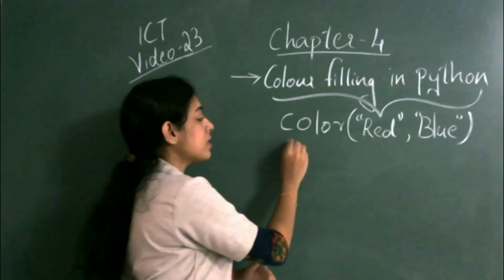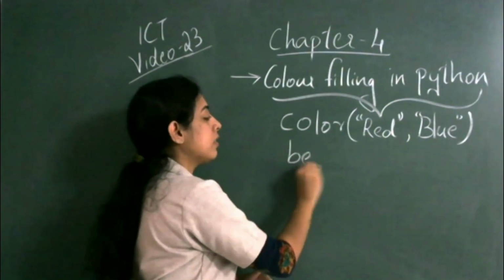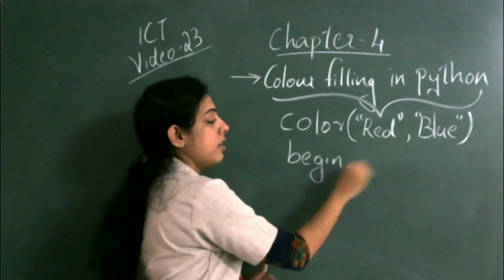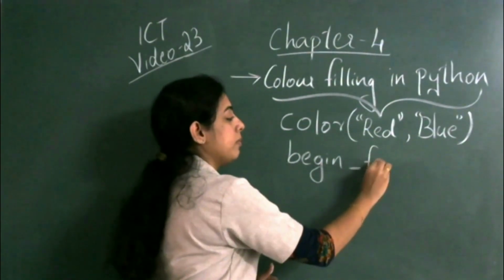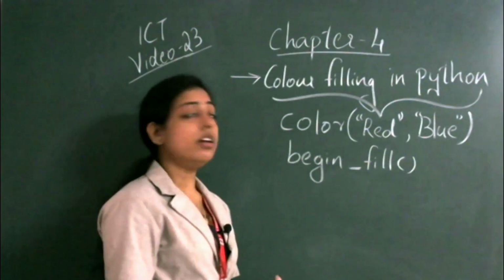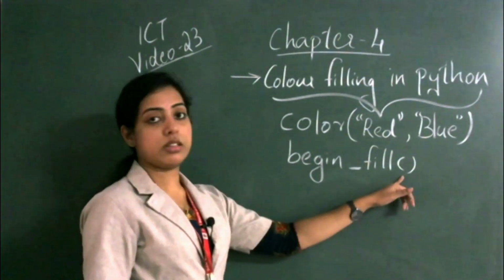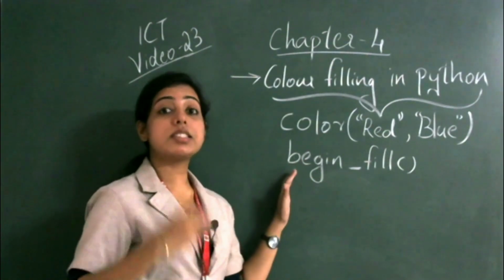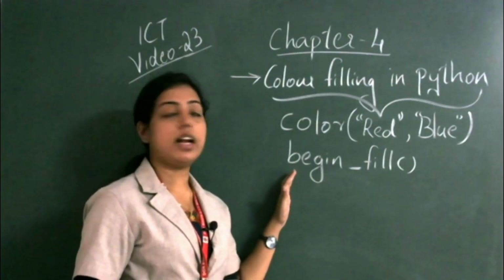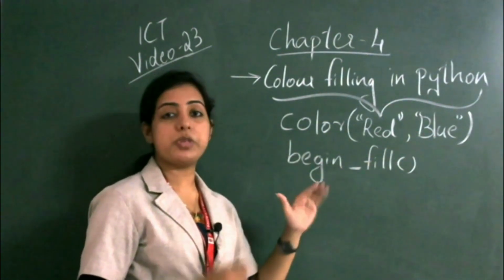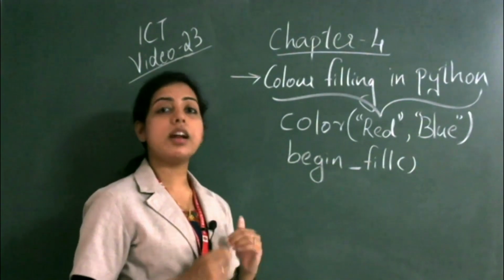Second code line is begin underscore fill, begin_fill, then function, opening and closing bracket. Okay, begin fill means what? From the name itself, start filling with that color blue. This is what is known as the begin fill option. Start filling with that color.